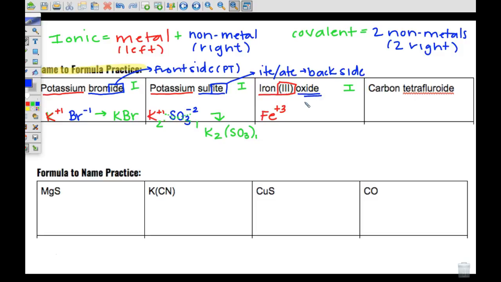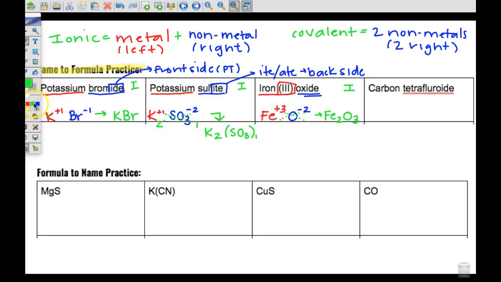Oxide, because that IDE ending means it's a front side element on the periodic table, which means I have to look at the oxidation number I recorded at the top of the group. So oxygen has an oxidation number of -2. Because these are not the same number with opposite charges, I have to crisscross these down, so this formula becomes Fe2O3.